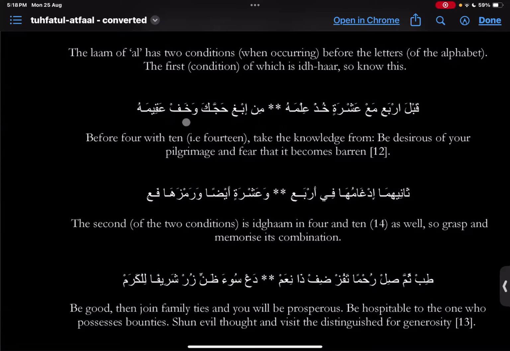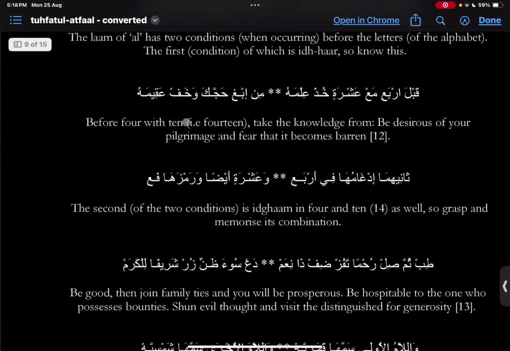And it's actually a really nice piece of advice. He gives us a piece of advice saying, be desirous of your pilgrimage, meaning have the yearning, have the want to go to Hajj one day, and fear that one day it may become barren. Meaning, separate tangent, I won't go too deep into this, but one of the signs of Qiyamah is that Hajj will completely come to an end. There will be no more Hajj. Hajj will end for humanity. No human is going to be able to go to Hajj anymore. So basically, he's encouraging you, make sure you get your Hajj done as soon as possible so that you don't miss out on the opportunity.